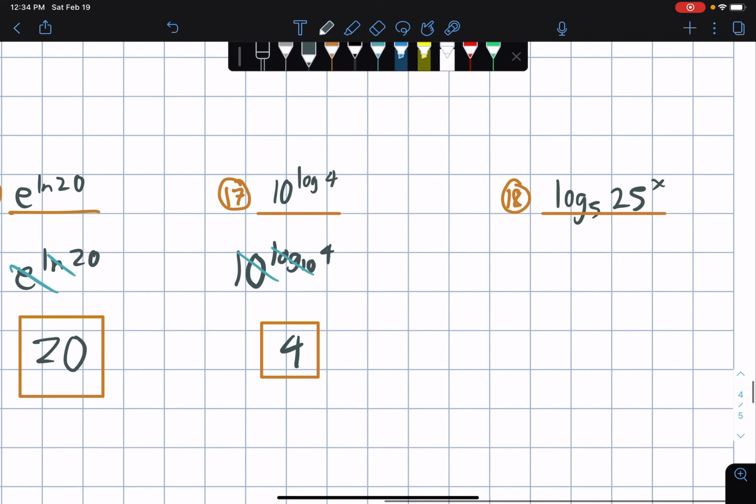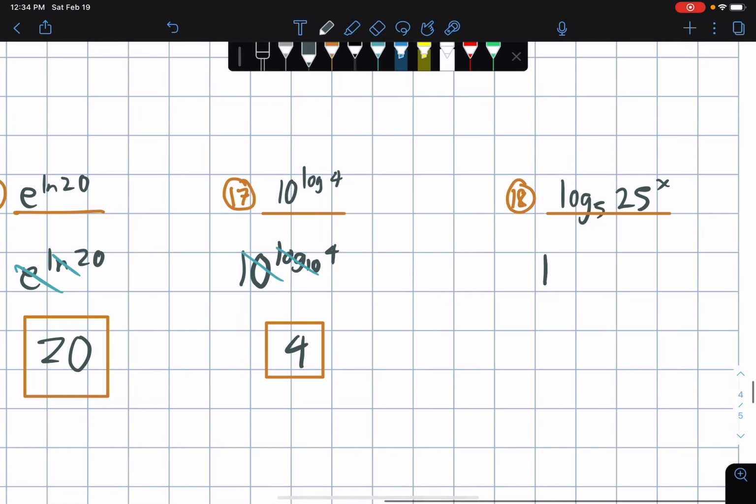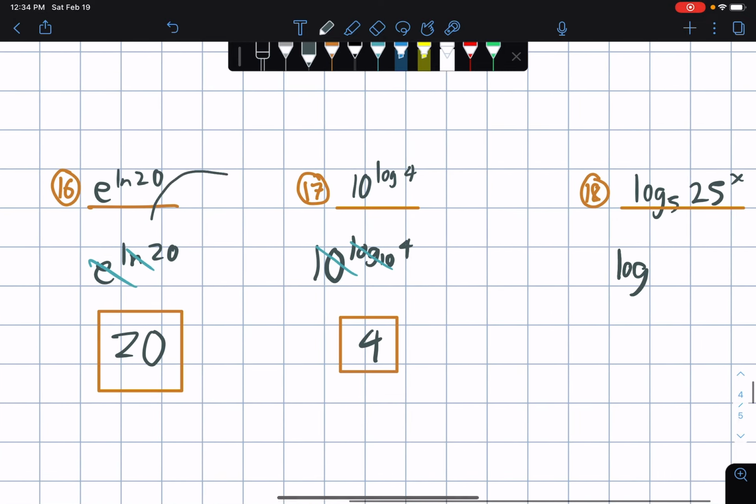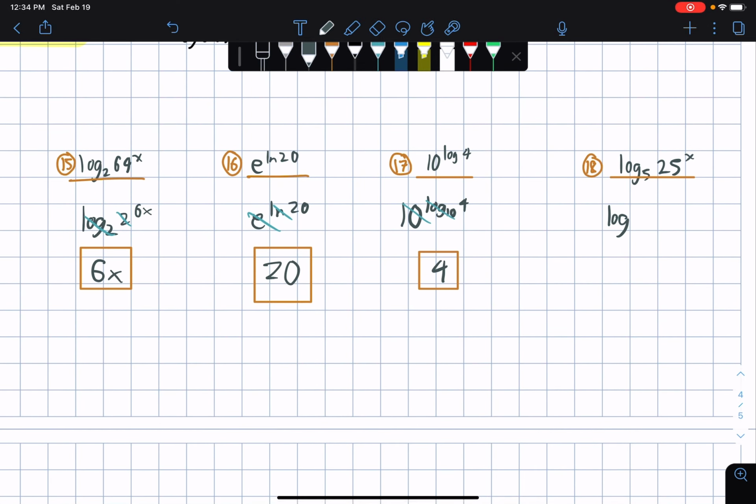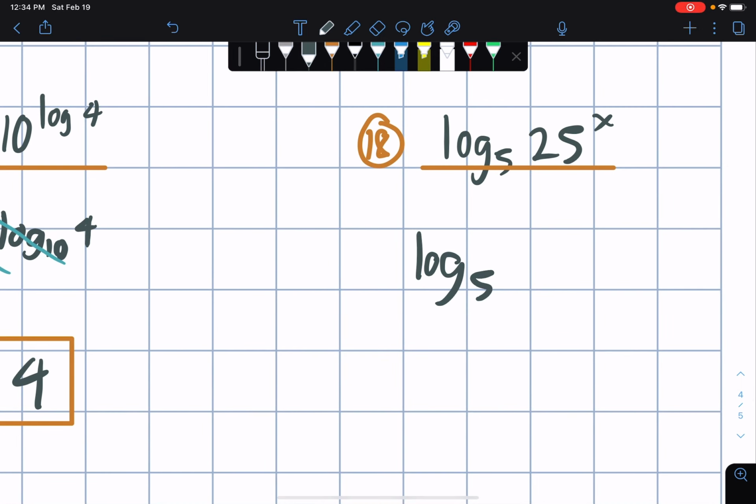Okay, for number 18, log sub 5 of 25 raised to x. Similar to what we did in number 15, we make 64 into 2 raised to 6. This time, we make 25 into 5 raised to 2. Therefore, we cancel, and our answer is 2x.